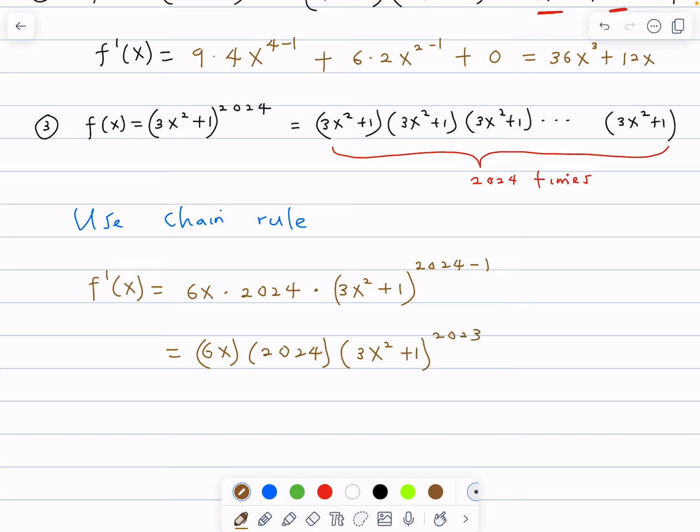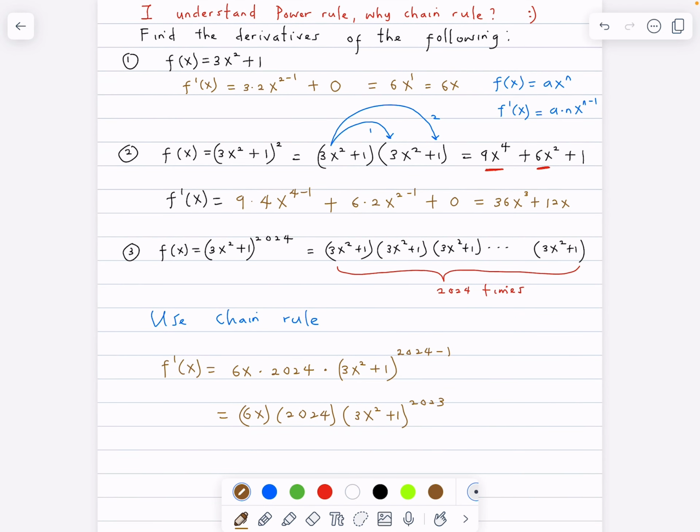So we see from here the need for an efficient method, which is the chain rule, because the power rule will not work efficiently for problem number 3. I hope this helps you see the need for the chain rule. Thank you.